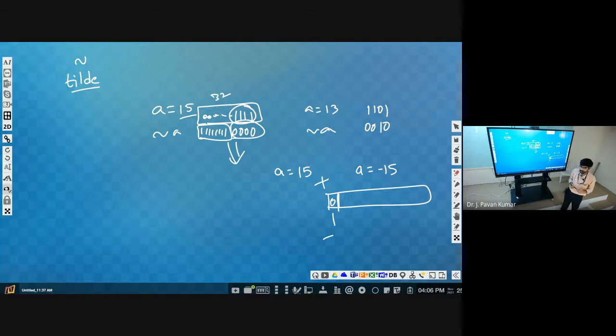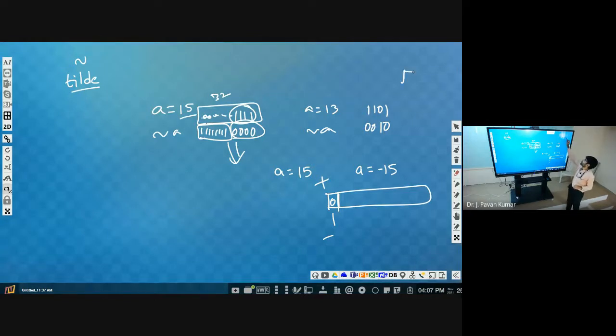Yes, the sign will change automatically. Even here, with negation of A, from 0 to 1 you are changing, so automatically the sign will change, right? Like that.